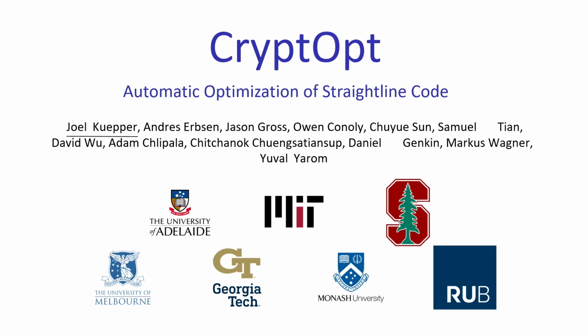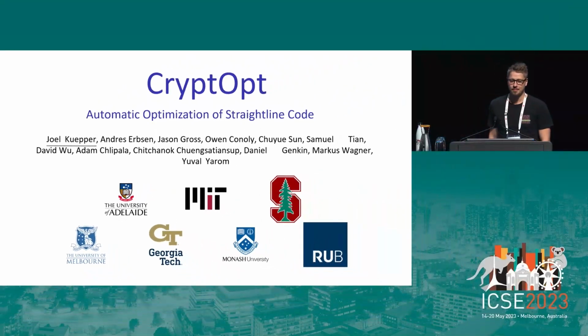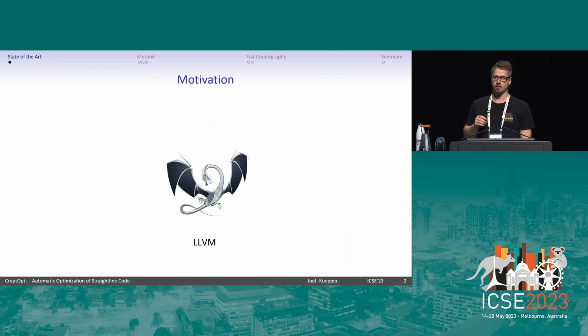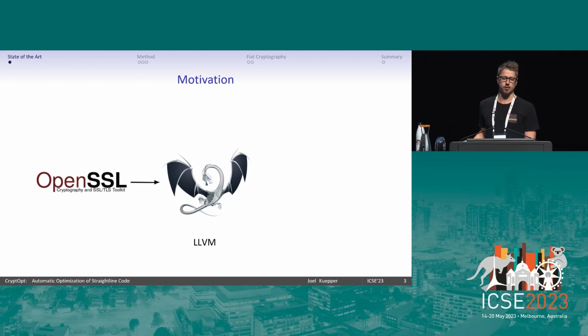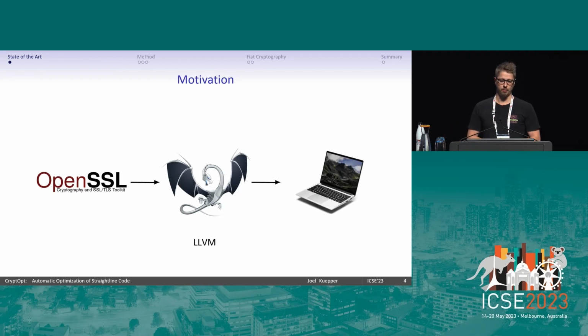Yeah, thank you very much, Philip, for that kind introduction. I would like to talk about CryptOpt, which is my PhD project where we try to automatically optimize code for cryptography. I would like to motivate this with an example: we use our compiler, for example Clang LLVM, and we try to compile our favorite SSL suite for my newest Framework laptop. And we observe that the performance is not optimal.